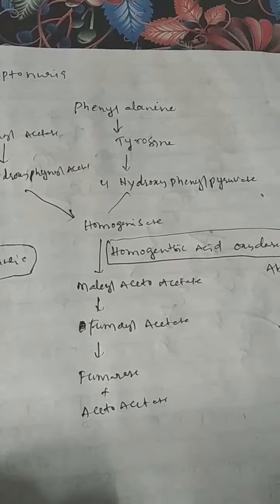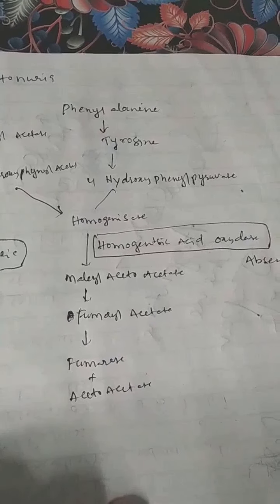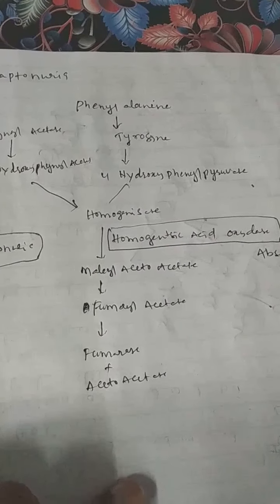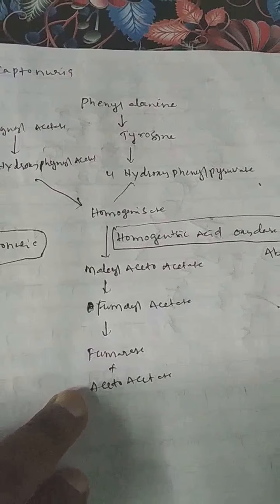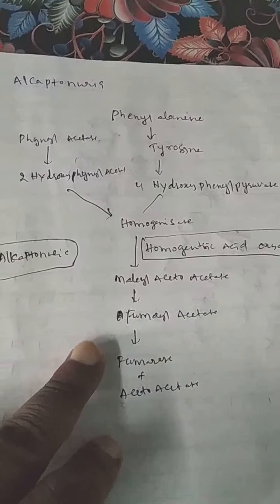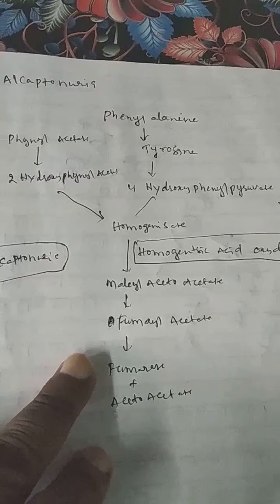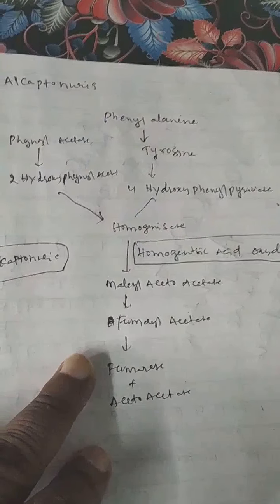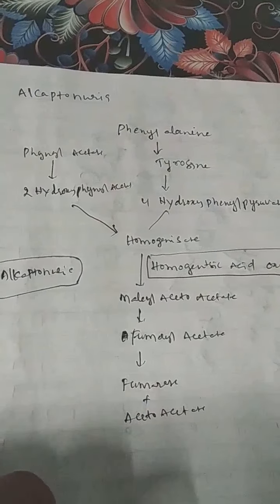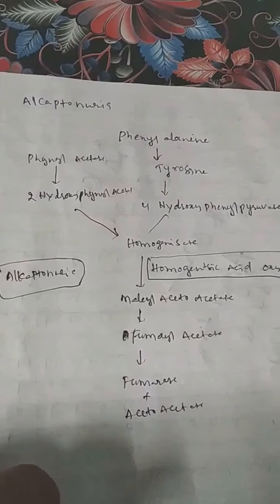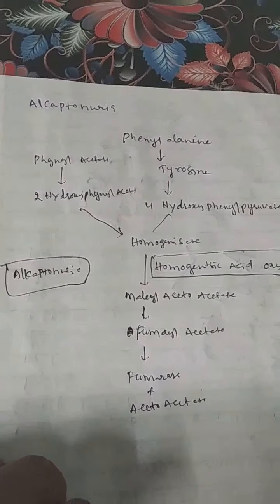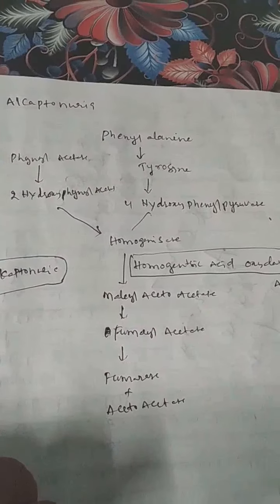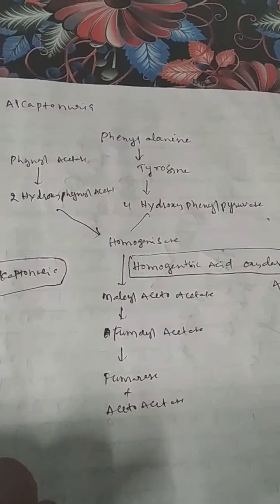But here the special enzyme, homogentisic acid oxidase, is absent. This enzyme is absent, so there is no production of fumaric acid and acetoacetic acid. So this leads to the overproduction of homogentisate, so the homogentisic acid is stored in the fluids and tissues. Okay, so when it reaches the kidneys, the excess amount of homogentisic acid is excreted. Now there is homogentisic acid present in the urine.